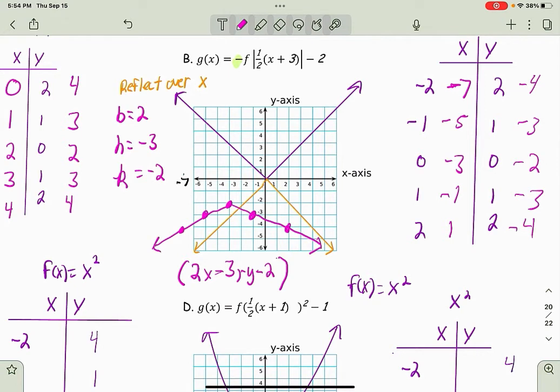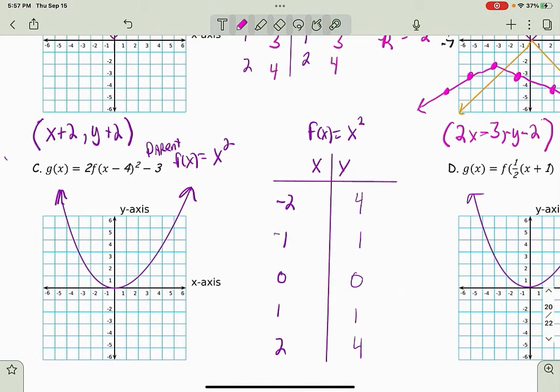So notice that our absolute value function is both flipped, it's reflected, and it has shifted left 3 and down 2 compared to the parent function. Our next two problems are quadratics.